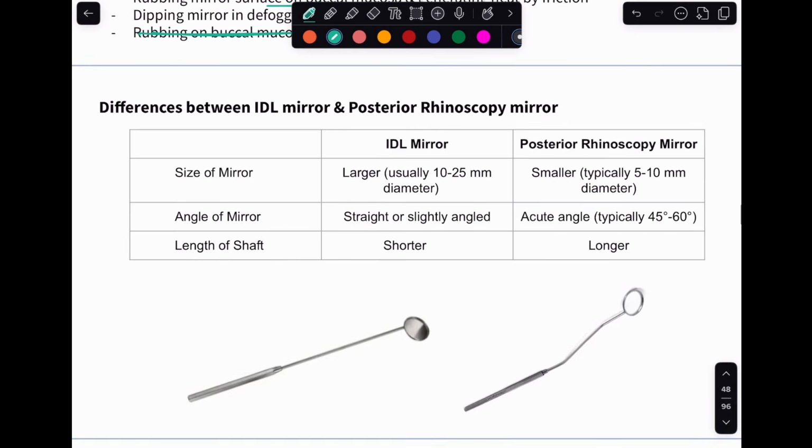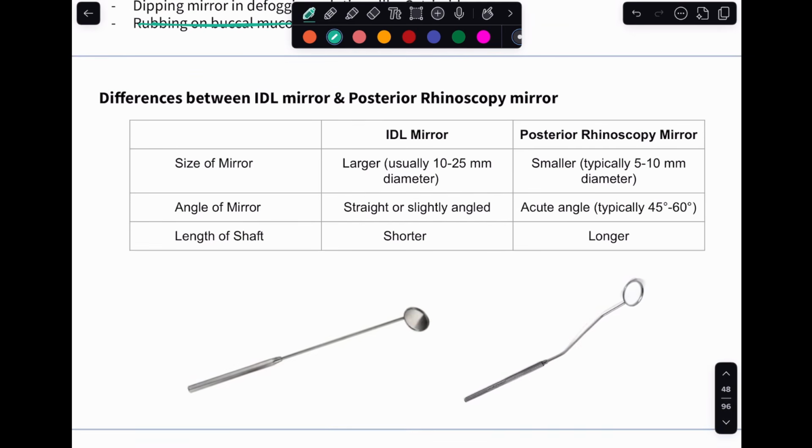into the oral cavity. Now, we have two mirrors in our OPD instrument set. We have the indirect laryngoscopy mirror and the posterior rhinoscopy mirror. You may get confused as to which one is for what. So let's try to understand the differences between these two mirrors. The indirect laryngoscopy mirror is actually a larger mirror. Usually it has a 10 to 25 millimeter diameter, whereas the posterior rhinoscopy mirror is smaller and it typically has different sizes from 5 to 10 millimeter diameter. So in children, you use a smaller diameter mirror, and in adults, you use a slightly larger one.